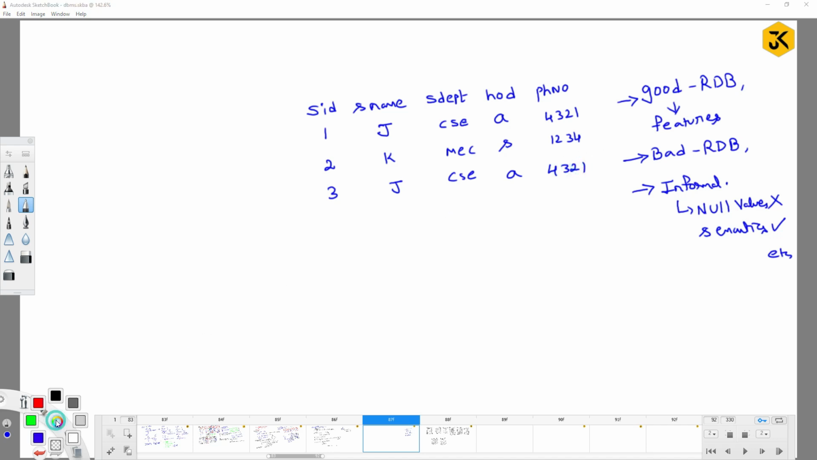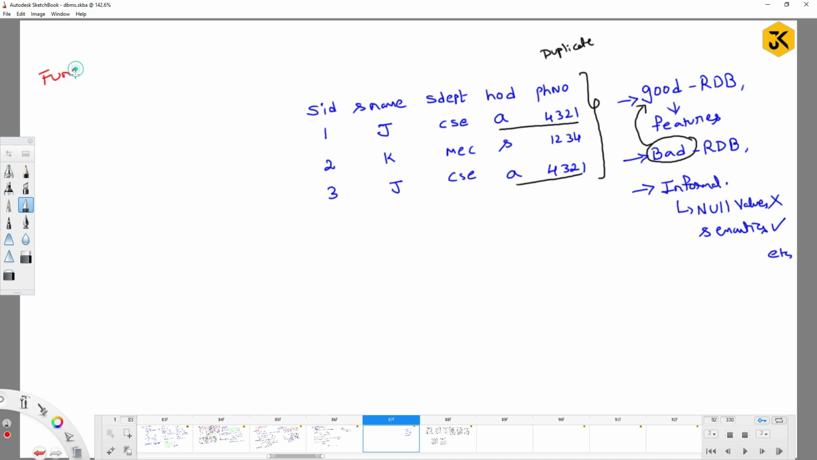Now if you are able to observe here, this data is duplicate data. So that's the reason we said that this is a kind of bad schema, because it contains duplicate data, first thing. So for this reason, in order to avoid the duplicate data and in order to convert a bad relational database to a good relational database schema, we said we have to follow various kinds of concepts. Among those, one concept is the functional dependency concept.